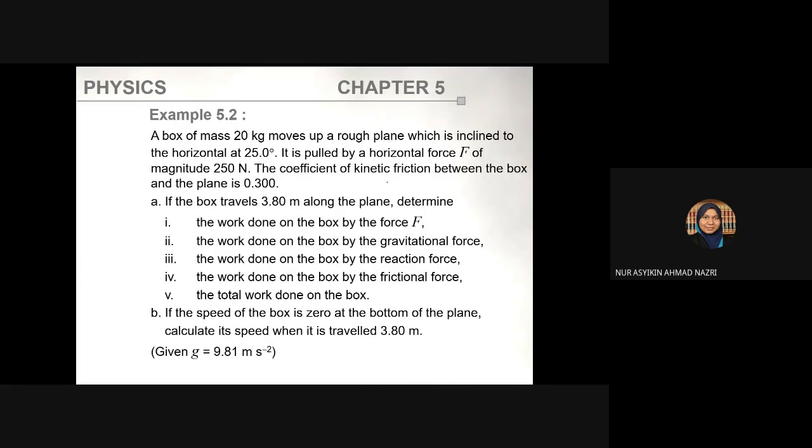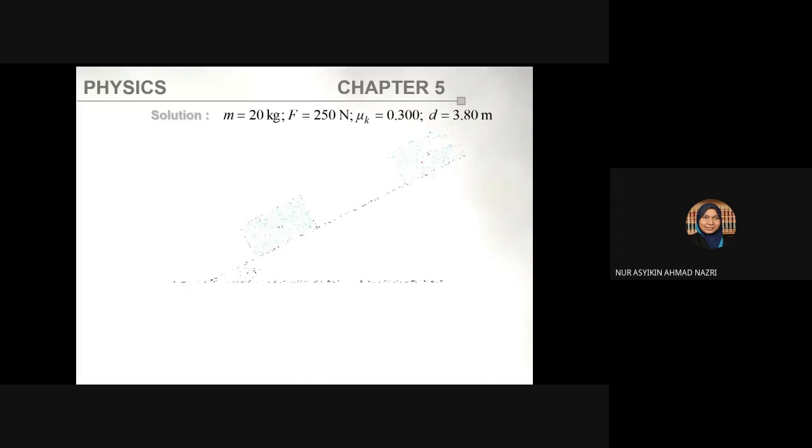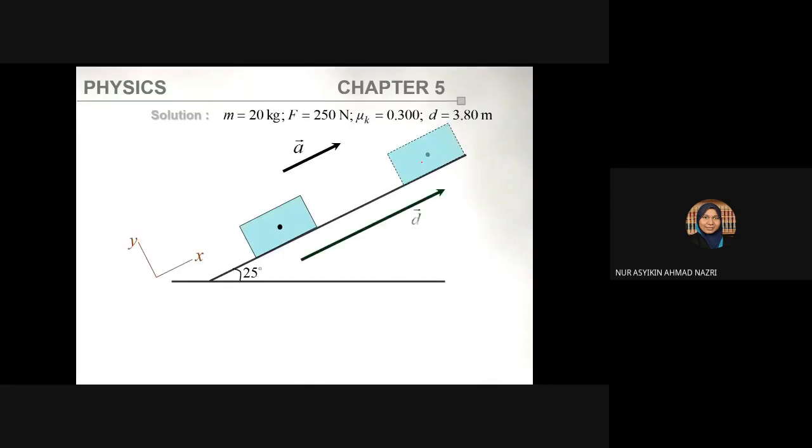And then a box of example. Alright, so next example is on incline plane. So horizontal 25 degrees, it is pulled by a horizontal force. Okay, so ada horizontal force here. Tengok gambar dia macam mana. Okay, horizontal force. Macam tu. Sebab dia kata dia incline, then horizontal force in that direction.